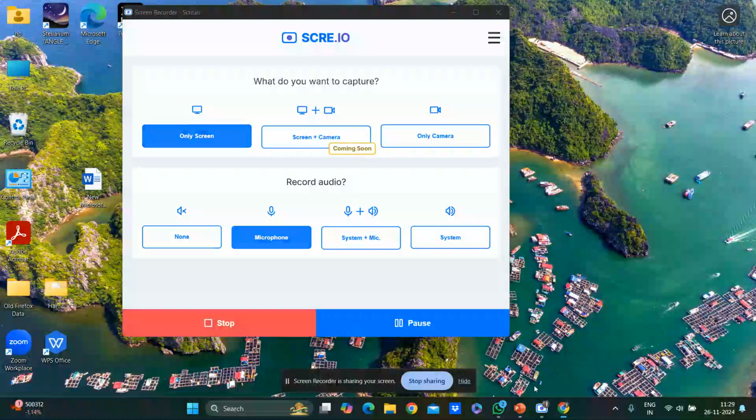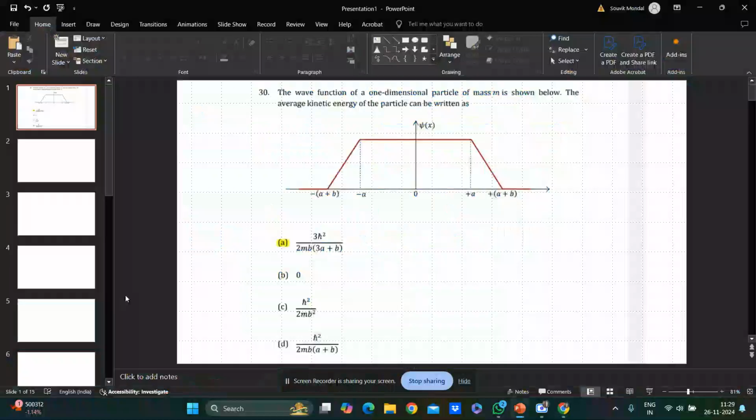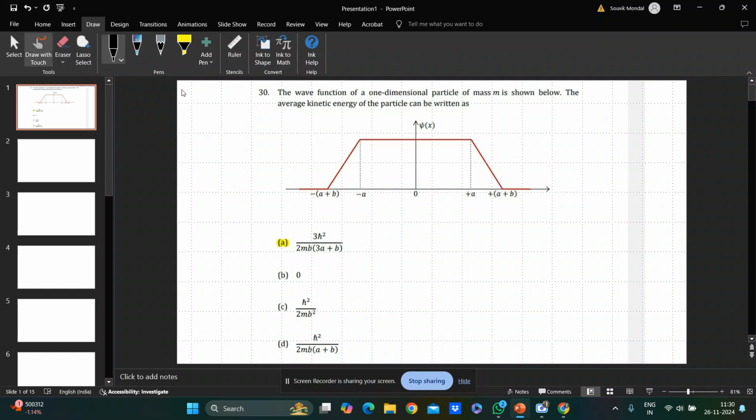Okay, so today I am going to discuss another problem from TIFR-PYQ 2021. The problem states that here is the wave function. This is a simple kind of wave function and you have to find the average kinetic energy. So first please pause the video and give this problem a try on your own. Then if you don't get it, look at the solution.